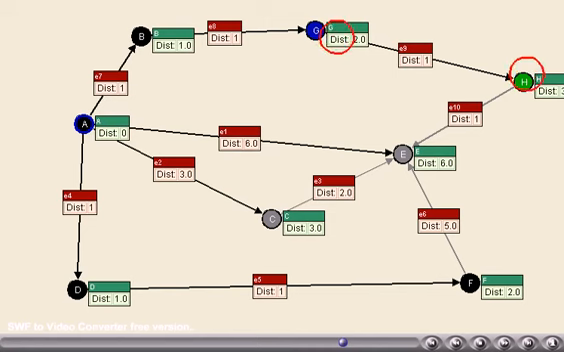Now, out of the remaining nodes which are in the ready state, that is G, C, E, G is the one having smallest distance, that is 2. Thus, G will be made as finalized, and its adjacent vertices are updated. That is, their distance will be updated. Thus, H distance becomes 3. Of course, its state is also made as ready state.